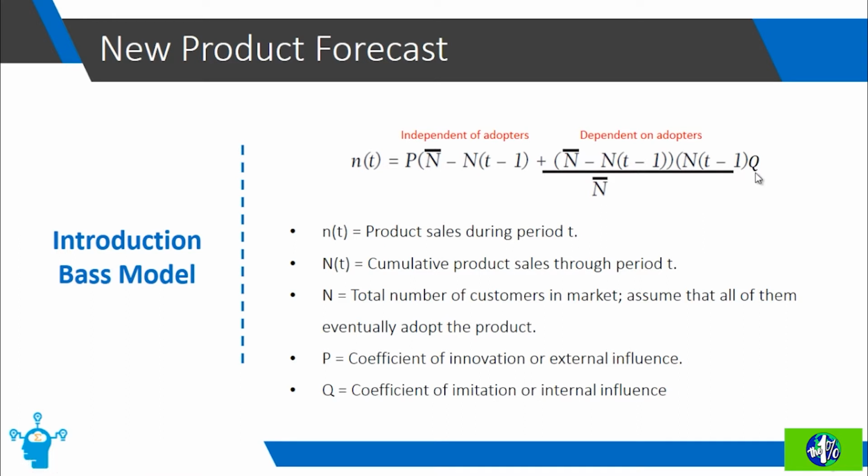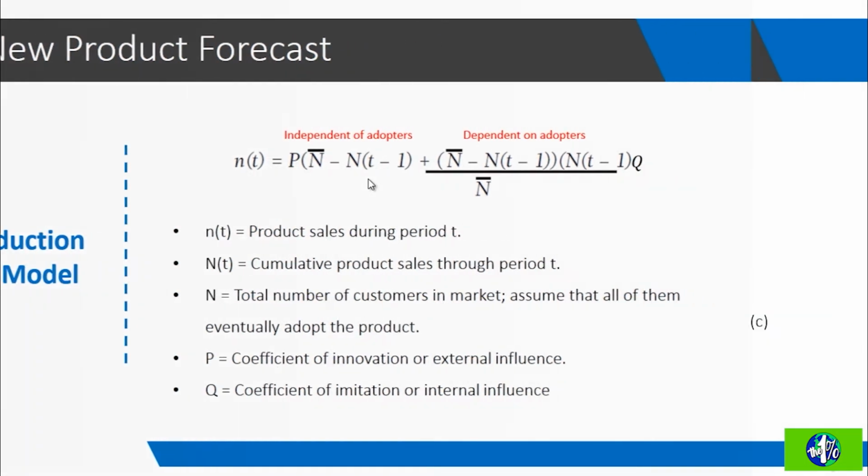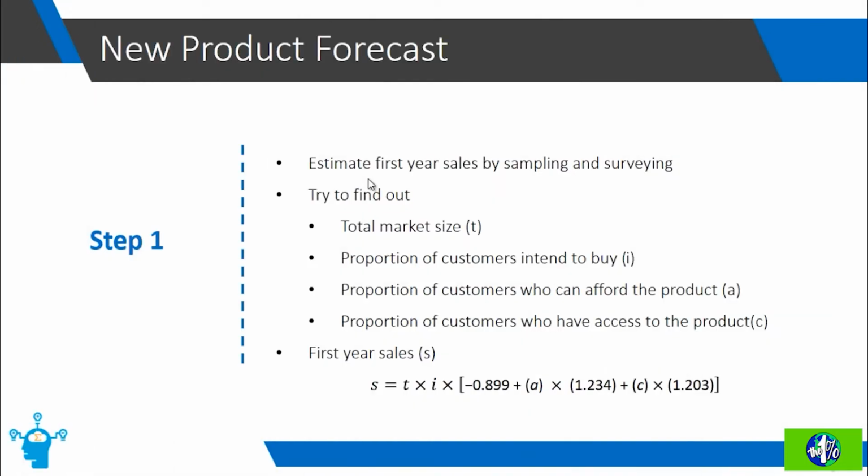So for any new product, sales in any particular time period can be predicted using this formula. In this formula, we need to identify four factors. One is P, one is Q, one is the total number of customers in the market, customers who want to buy our product, and the cumulative sales till the previous period. If we know these four factors, then we can forecast the sales for the coming period. So how do we find out the values of those four parameters when the product is completely new to the market? We do not have any historical data to help us out here.